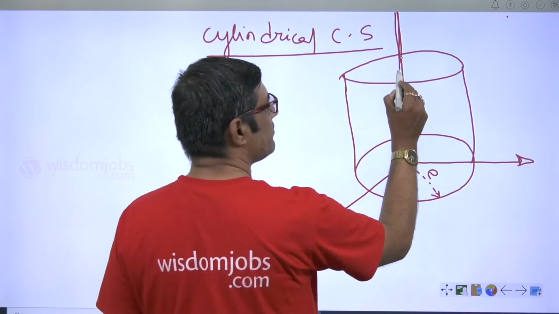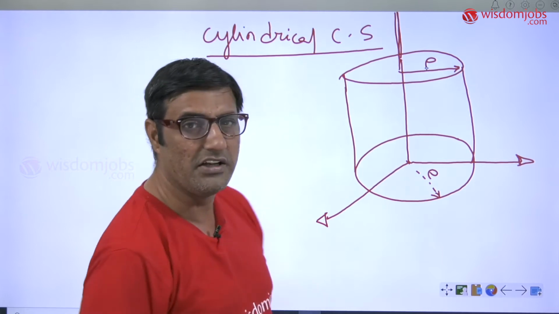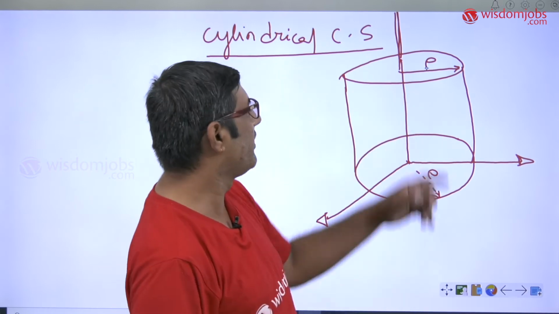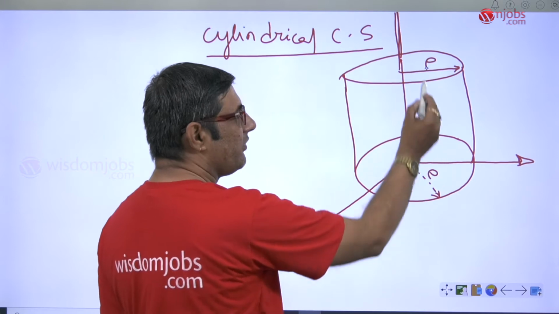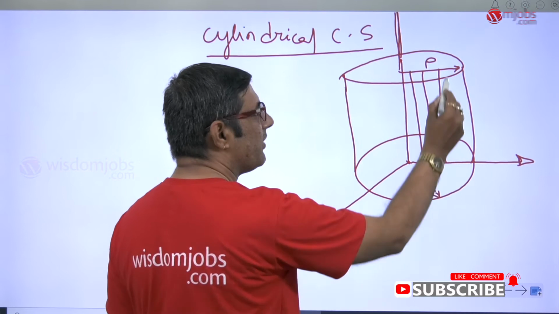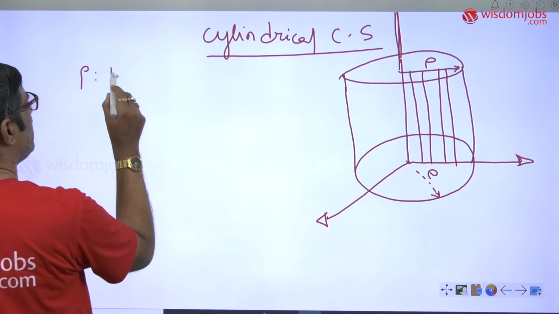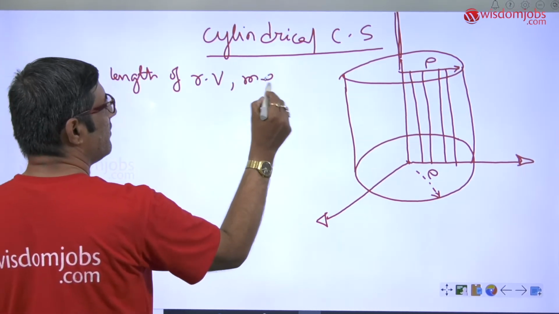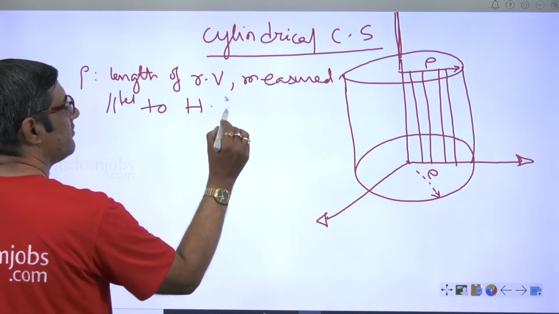Now, this is rho. If you observe, in the cylindrical coordinate system, rho is measured in any plane parallel to the horizontal plane. If you take this particular plane, it is exactly parallel. So, this rho is parallel to the ground plane. Now, what is rho? Rho is the length of the radius vector measured parallel to the horizontal plane or ground plane.